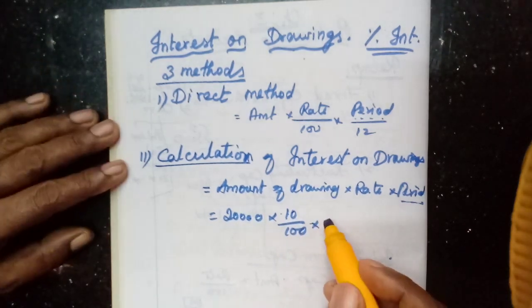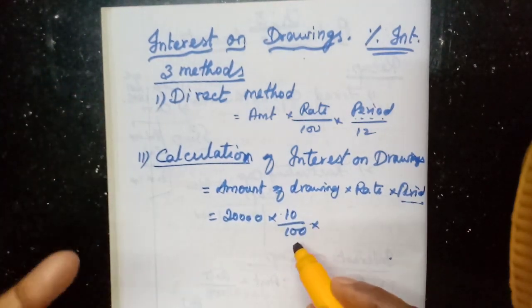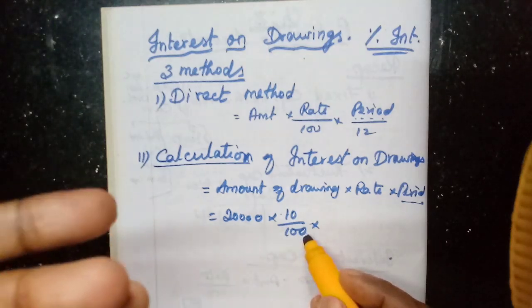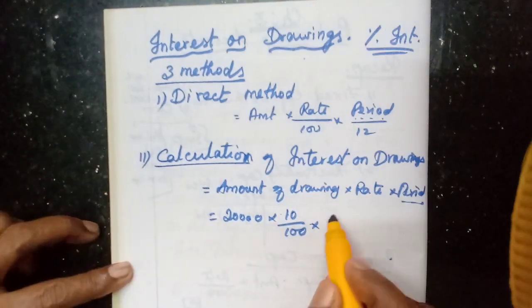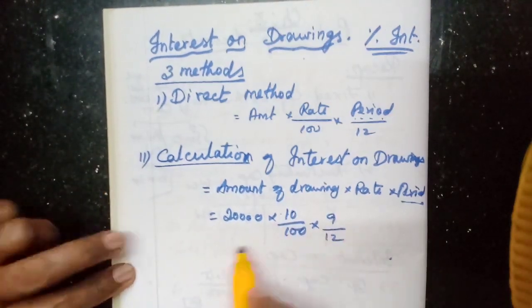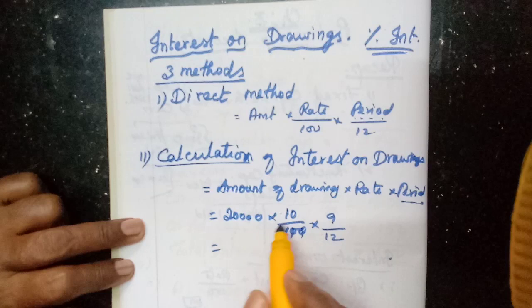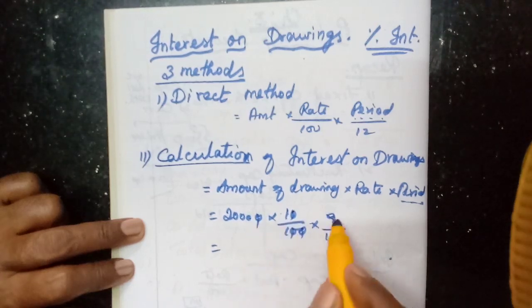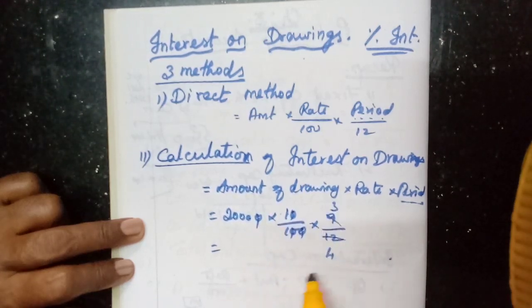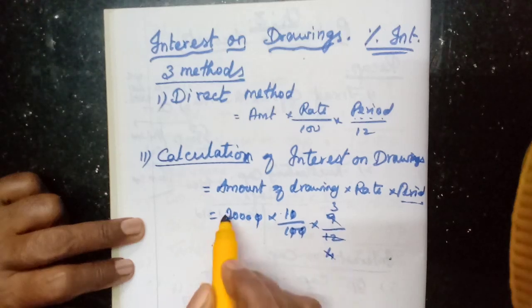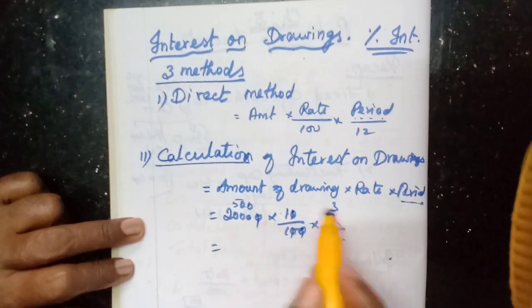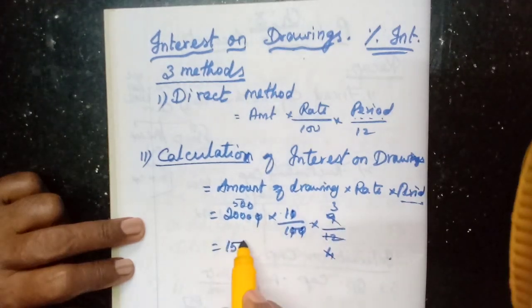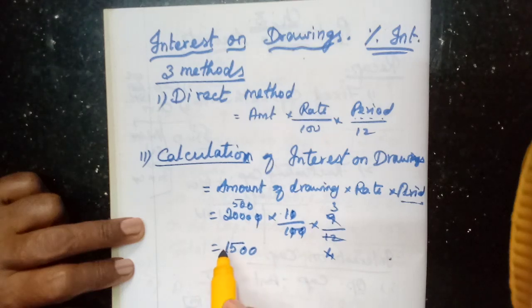Period: now we need to calculate from 1st April. So we need to include April, May, June, July, August, September, October, November, December. So 9 months by 12. Calculate: 3 fours are 12, then again 4, 4 fives are 20, remaining 2 zeros. So 5 into 3, 15, 2 zeros. So 1,500 rupees.